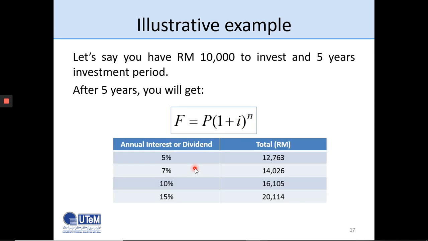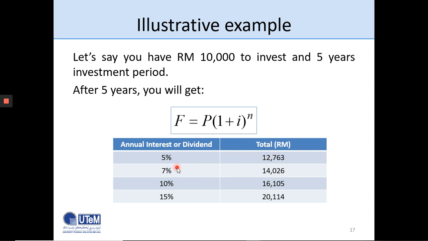Okay, so let's look at a simple example. Let's say you have 10,000 ringgit to invest and you want to invest for a period of 5 years where you won't touch this money. Okay, so if you invest in an option where you get annual interest of 5%, then after 5 years, the total money that you get is 12,763. If you have another option where the interest you can get is 7% per year, by the end of the 5th year, you get 14,000.